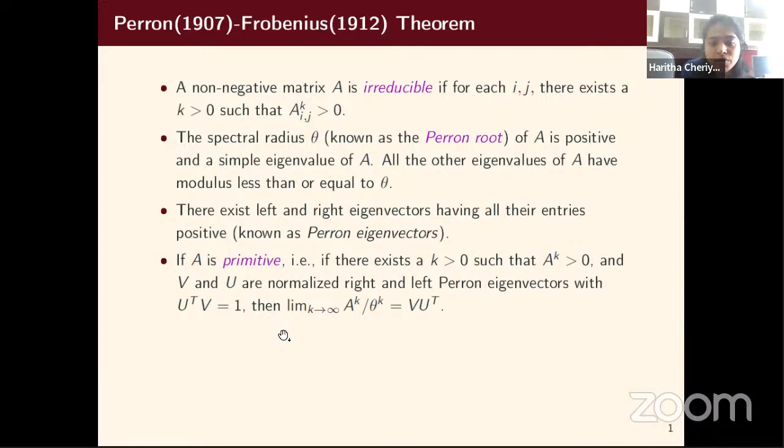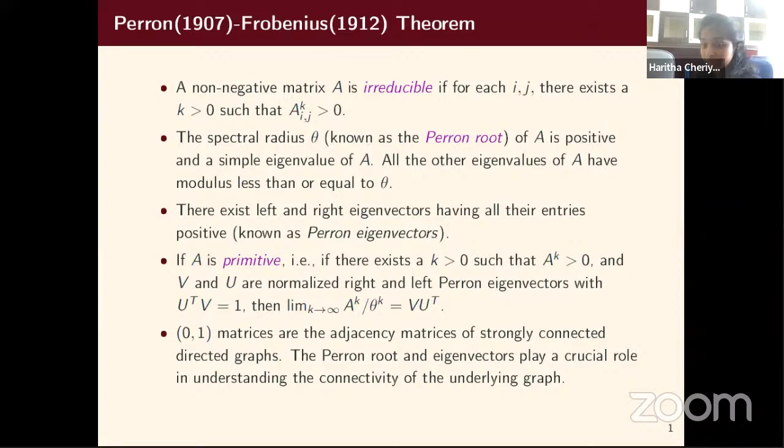then you get an expression like this for the asymptotic behavior of the powers of A. Here V and U are the right and left normalized Perron eigenvectors. This theorem has applications in graph theory as well, because if you look at 0-1 matrices, then an irreducible 0-1 matrix is the adjacency matrix of a strongly connected directed graph. The Perron root and eigenvectors play a crucial role in understanding the connectivity of the underlying graph.